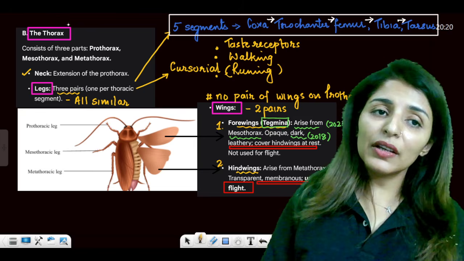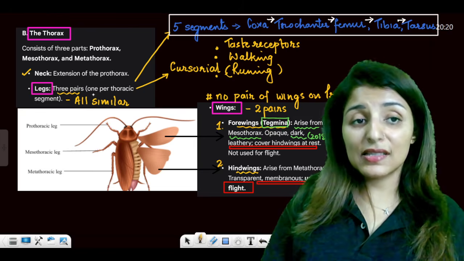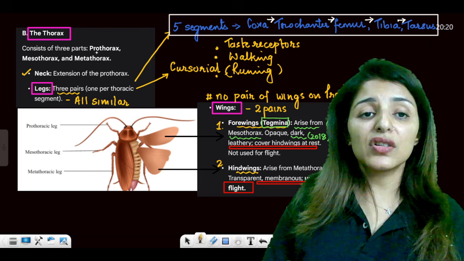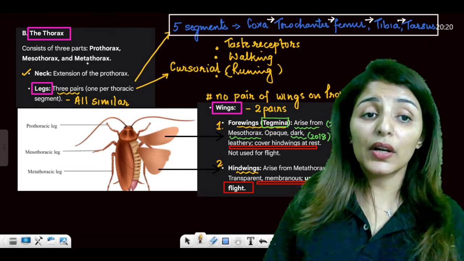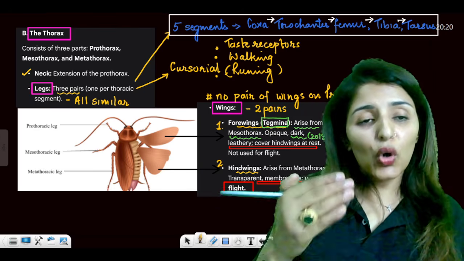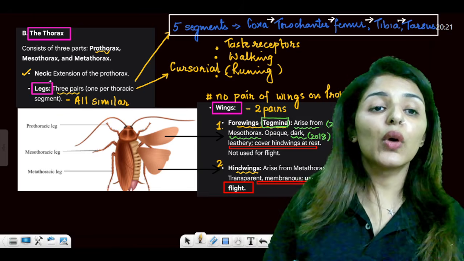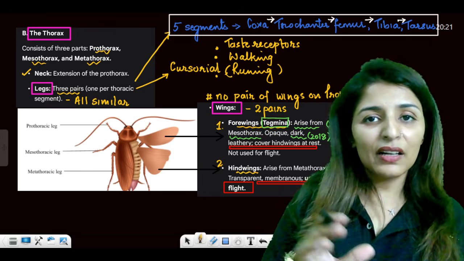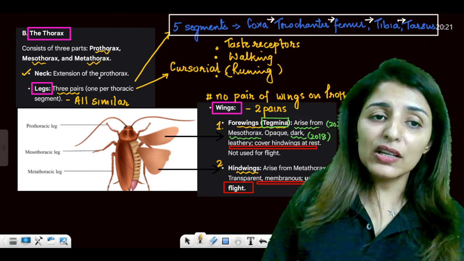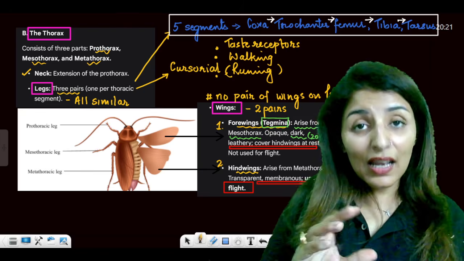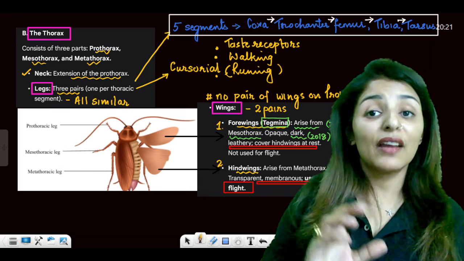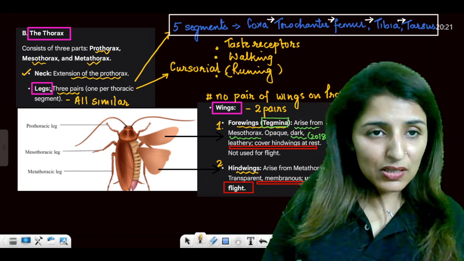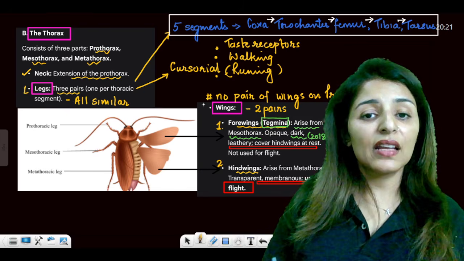Now, moving on to the next region of the body, which is the next segment, that is thorax. Thorax is further divided into three regions, that is prothorax, mesothorax, and metathorax. Now, thorax is connected to head through a small region known as neck. Now, neck is not really a different part. It is just an extension of prothorax. This allows the movement of head 180 degree. Now, thorax has two special structures. One is legs and second is wings.